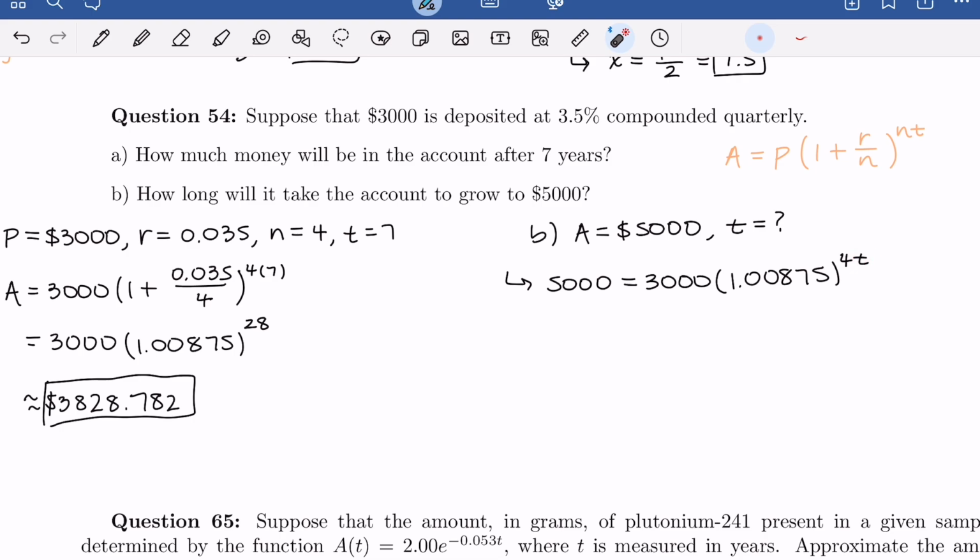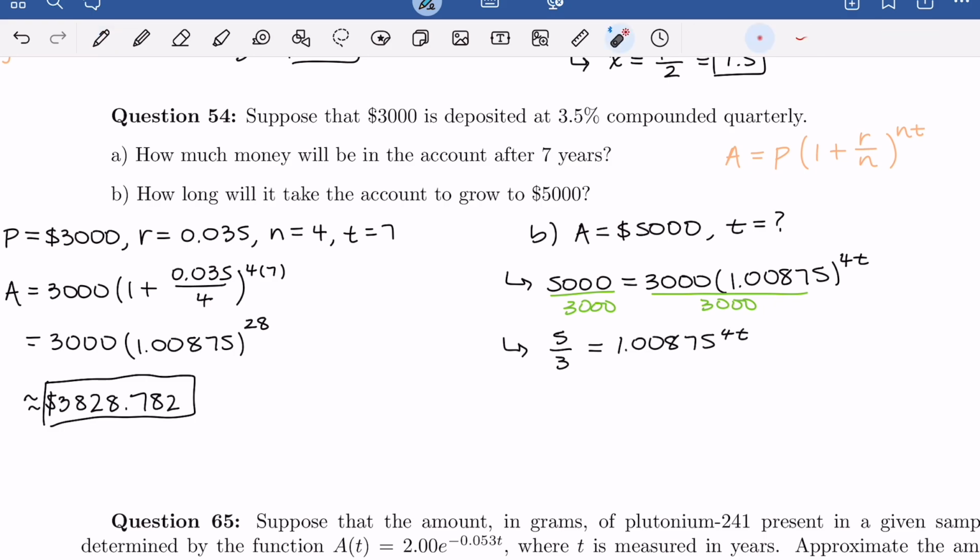We want to figure out what this value is, so let's try to completely isolate t. The first thing that we should do is divide both sides of this equation by 3,000. So on the left-hand side, we're just going to end up with 5 over 3. And then on the right-hand side, we're going to have this here.